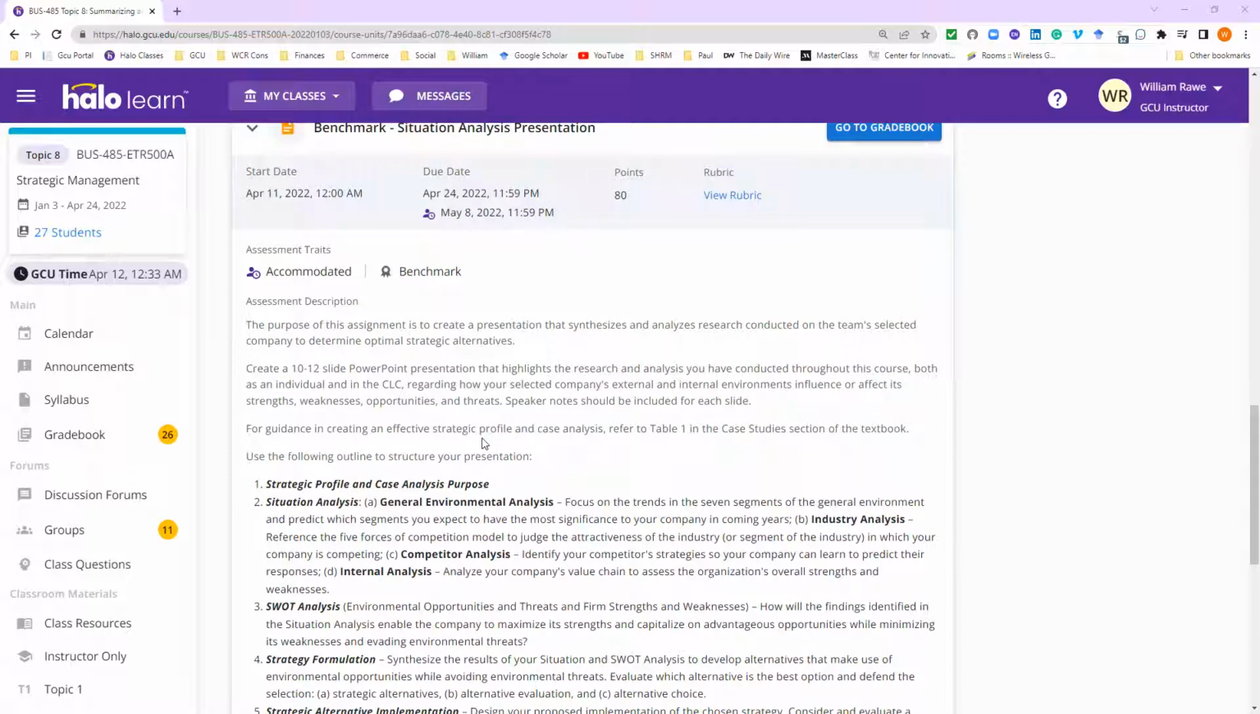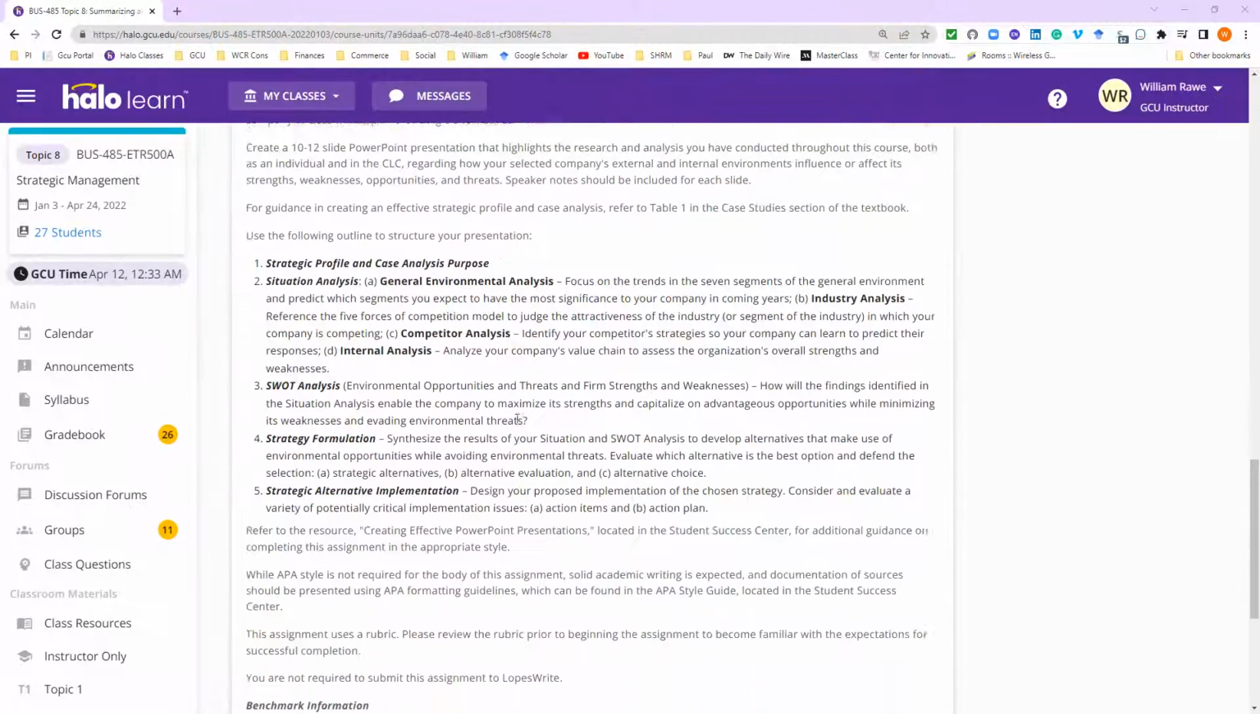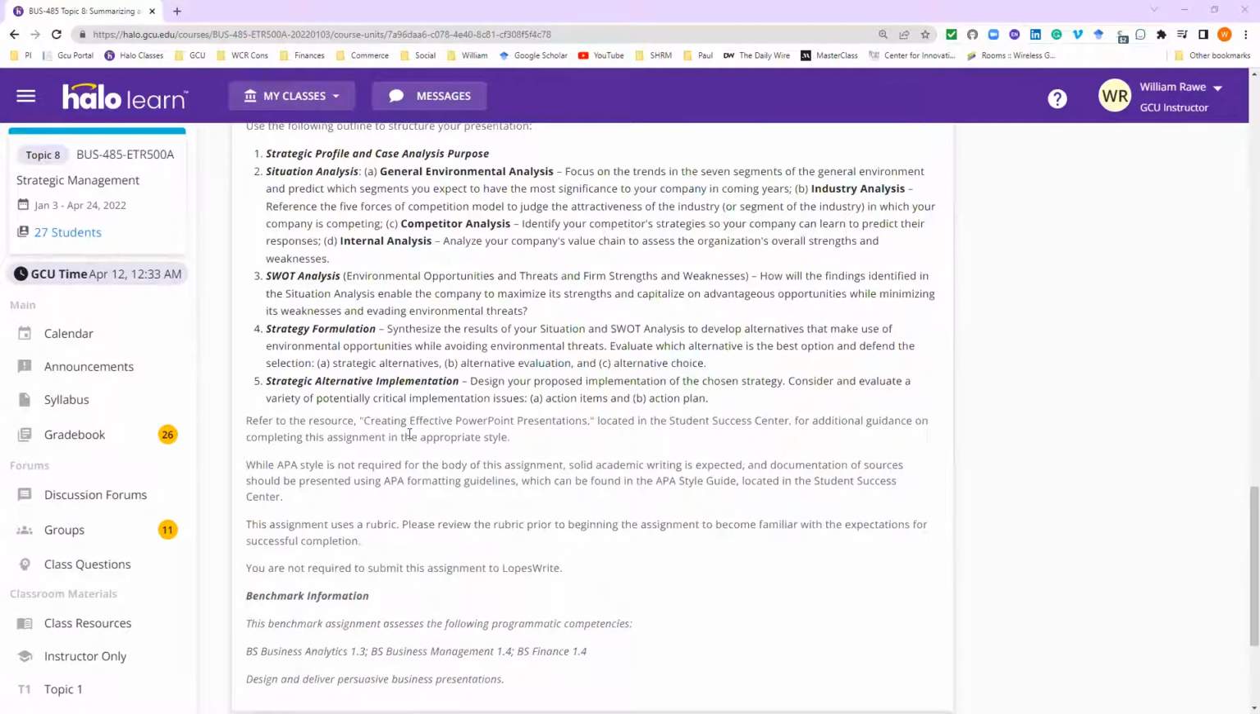So you have number 1, strategic profile, case analysis, then your situation analysis, which encompasses your general environmental analysis, industry analysis, competitor analysis, internal analysis. Number 3, you have to look at your SWOT. Number 4, your strategy formulation. And number 5, your strategic alternative implementation. How are you going to implement it?